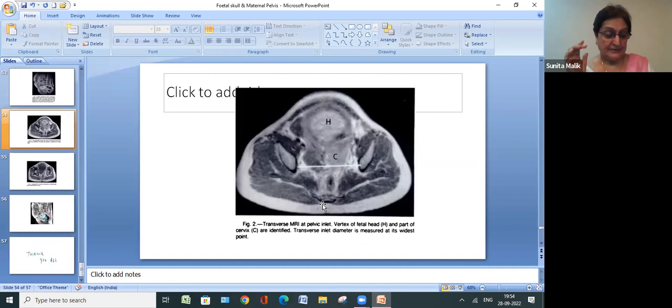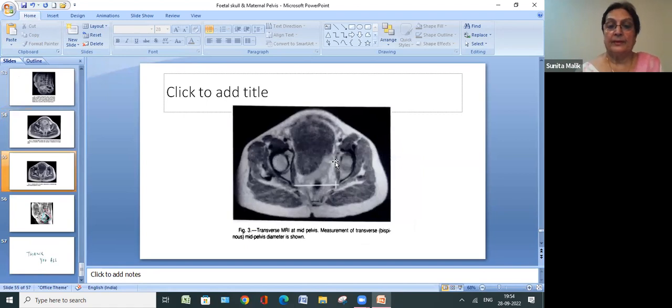So between the two iliopectineal eminences, that will give me the transverse diameter here. It is measured at the widest point. At the level of the cervix, almost it comes. So this is a little lower in the pelvis, the mid pelvis. Measurement of transverse bispinous or mid pelvic diameter.